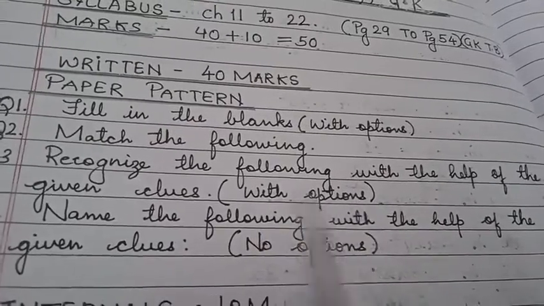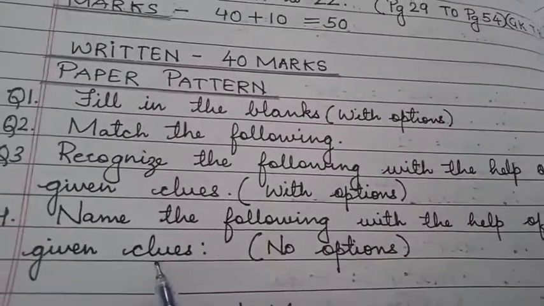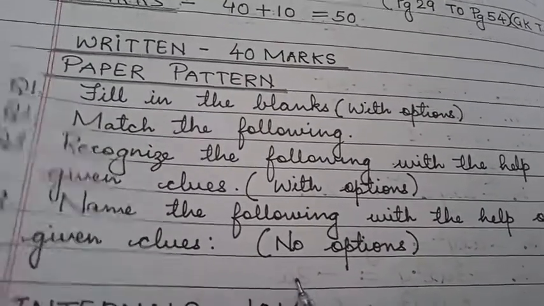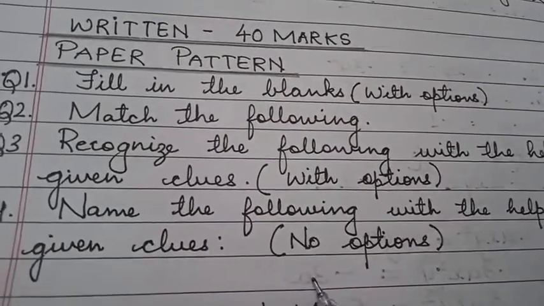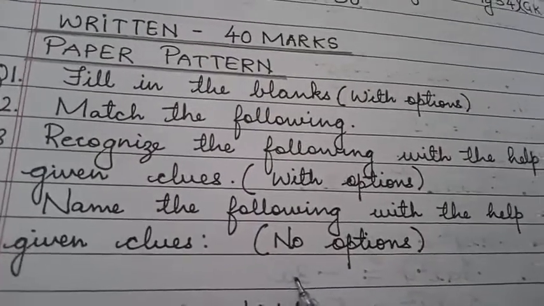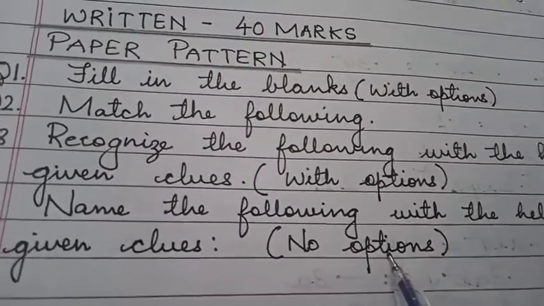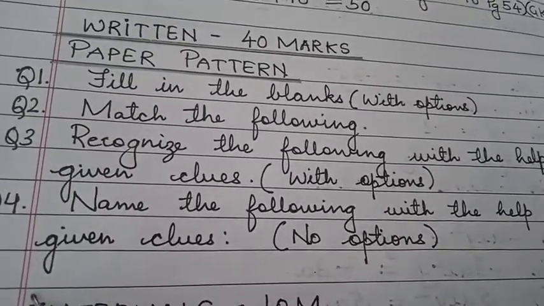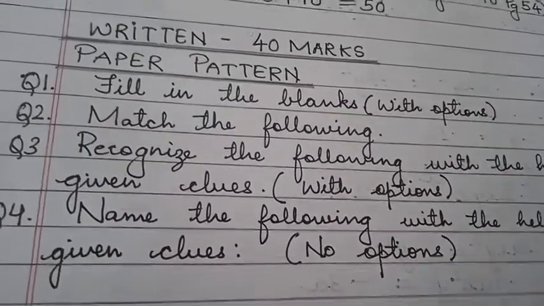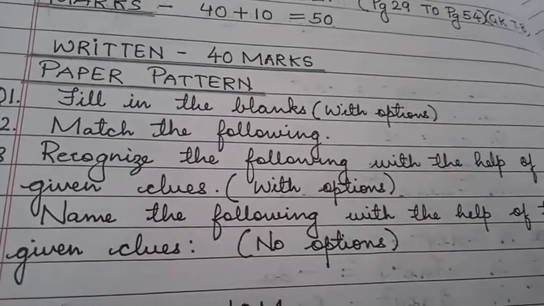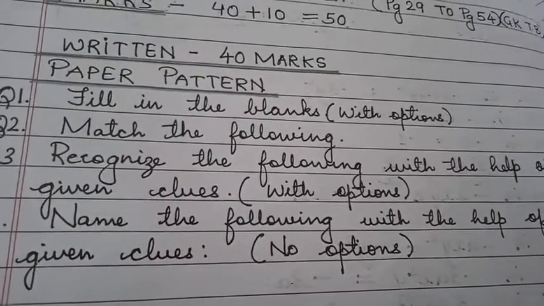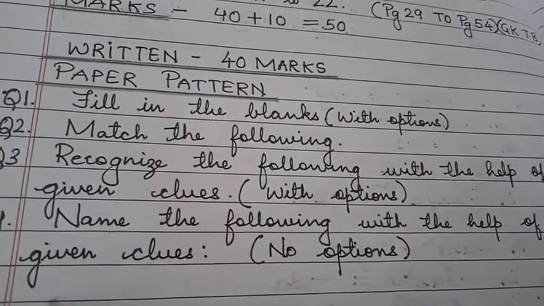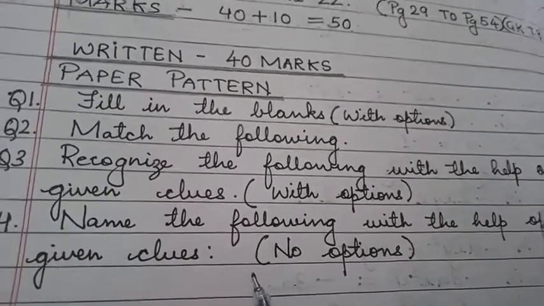Now here clues will be given, but in statement form. The statement form is the clue. Options will not be given. 10 statements, 10 sentences will be given. With those 10 sentences you have to judge the answers. You have to write the answers on your own.